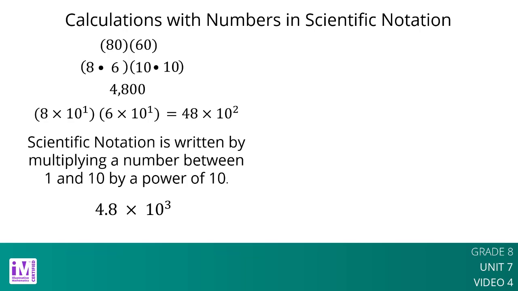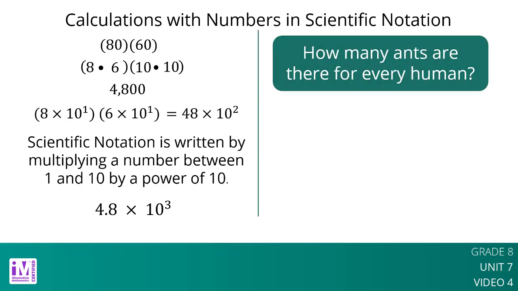Comparing very large or very small numbers by estimation also becomes easier with scientific notation. For example, how many ants are there for every human? There are 5 times 10 to the 16th power ants and 7 times 10 to the 9th power humans. To find the number of ants per human, look at the quantity 5 times 10 to the 16th divided by the quantity 7 times 10 to the 9th power.